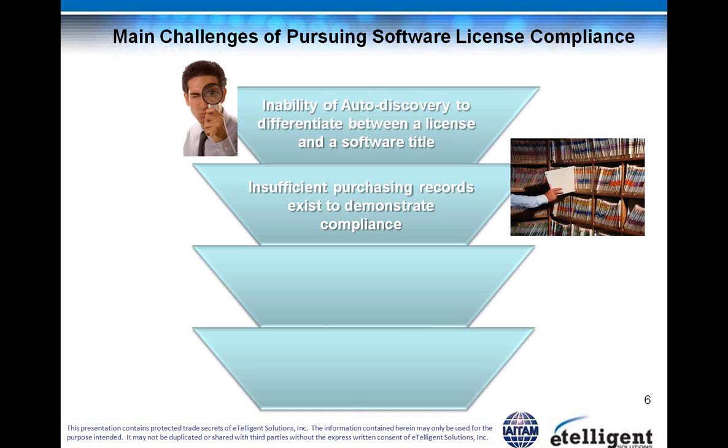So let's say you get past that first hurdle, or you start to get past it, and you start to get an understanding of, at least on some of the titles in your environment, what your installed position is. Okay, so next step, let's match that up through our purchasing records. That should be pretty straightforward. Not always. Usually you end up finding out that you don't have enough purchasing documentation to match up to what you found through auto discovery, so you end up documenting an out-of-compliance position.